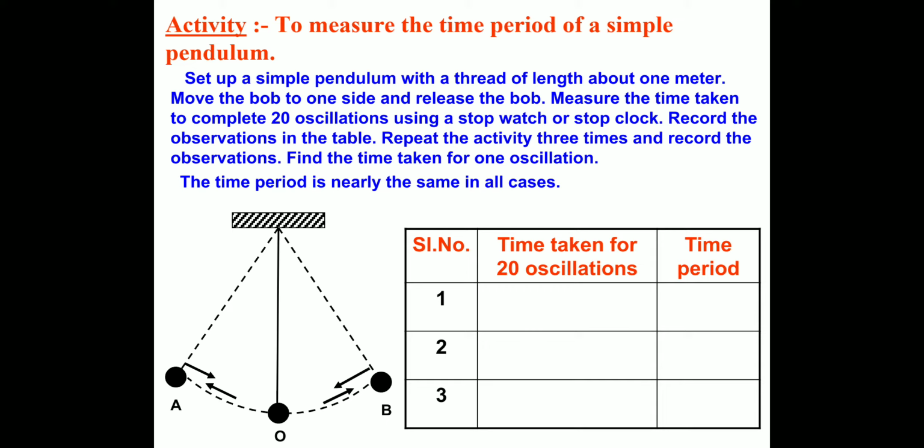We will repeat the activity 3 times and record the observation. This will help us to find the time taken for one oscillation. The time period is nearly the same in all cases. So, children, as I told you, we will repeat the activity a few times and record the observations. And by dividing the time taken for 20 oscillations by, suppose it will be 20 minutes, by 20, we will get the time taken for one oscillation or the time period of the pendulum.